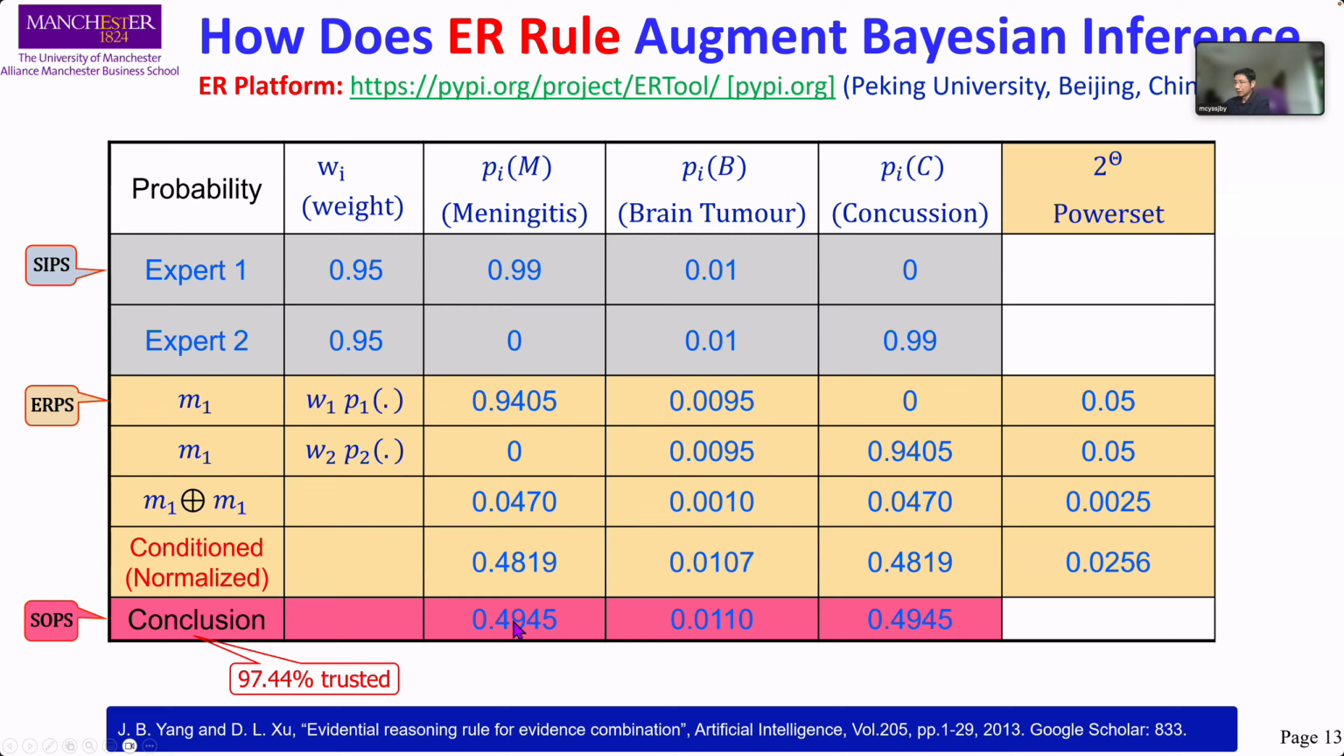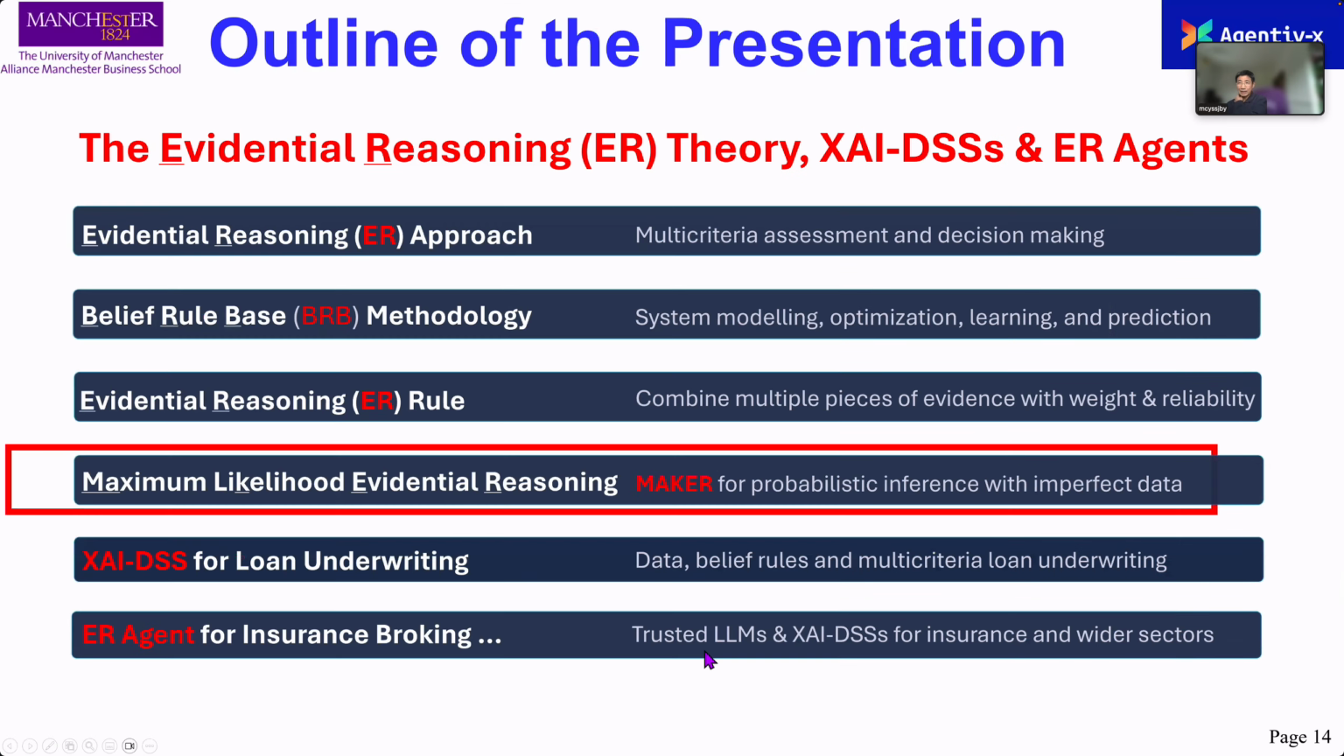And you can see now the conclusion is the judgment is both meningitis and concussion would be equally likely to happen because both experts support them. But the middle one, the brain tumor, is also very remotely likely, but the likelihood is very small as well. So this seems rational, should be rational, these judgments. So this is our third element in ER theory.